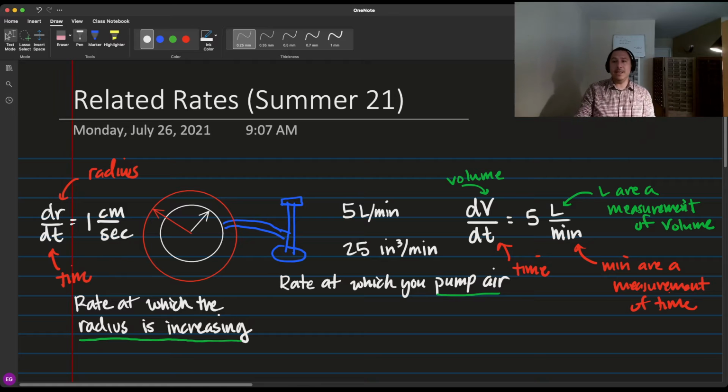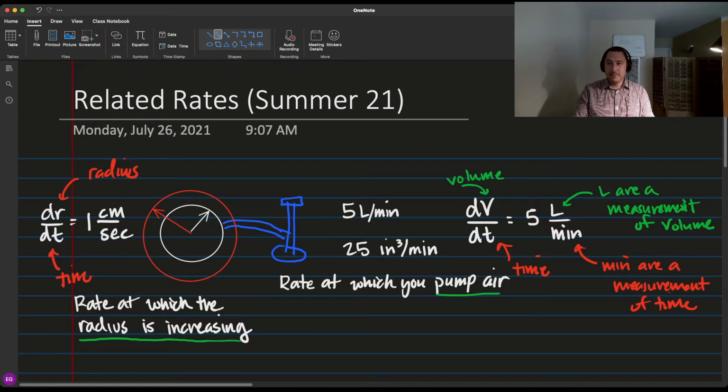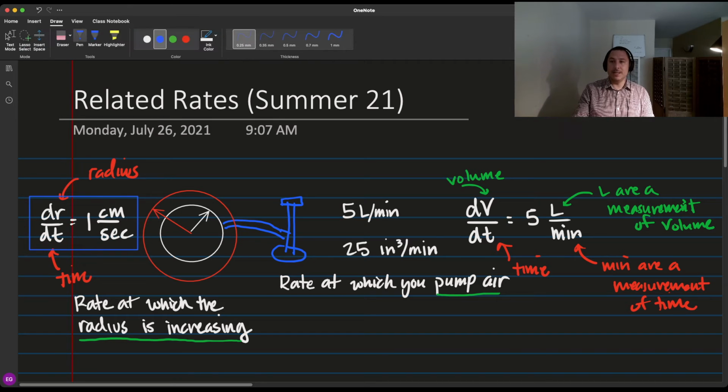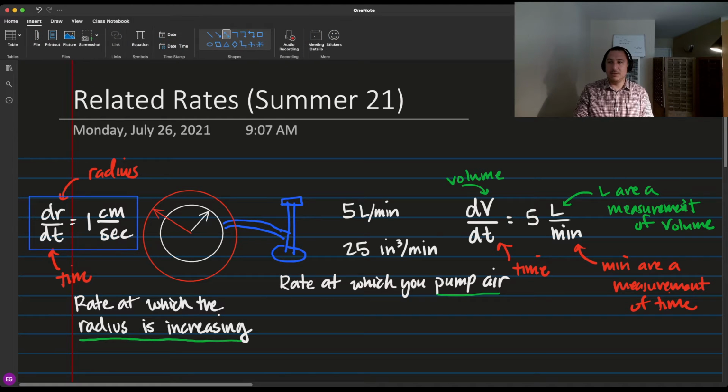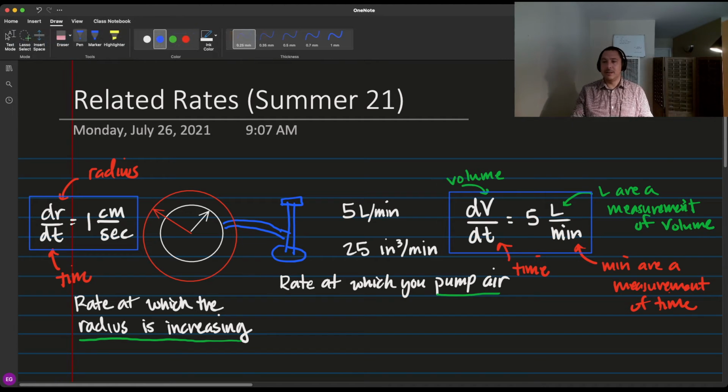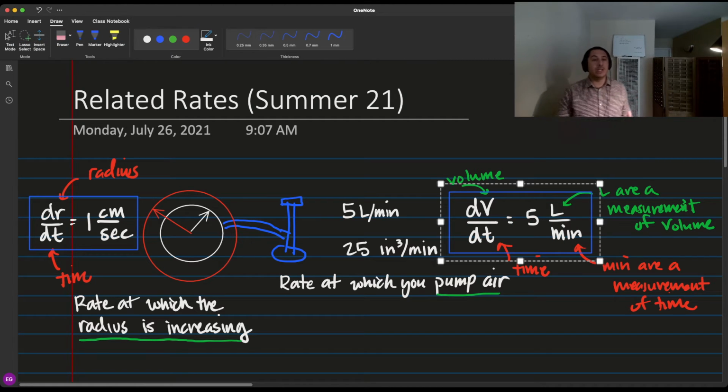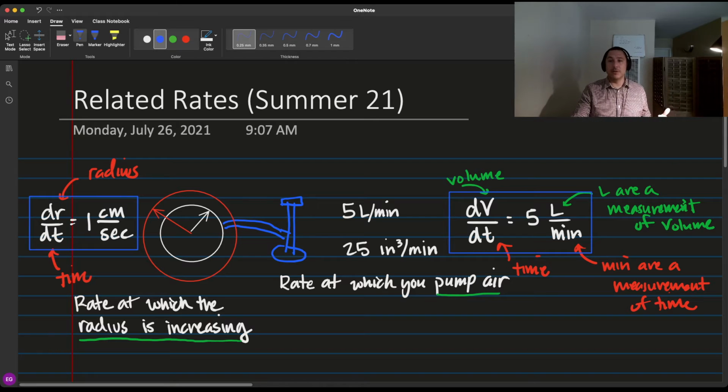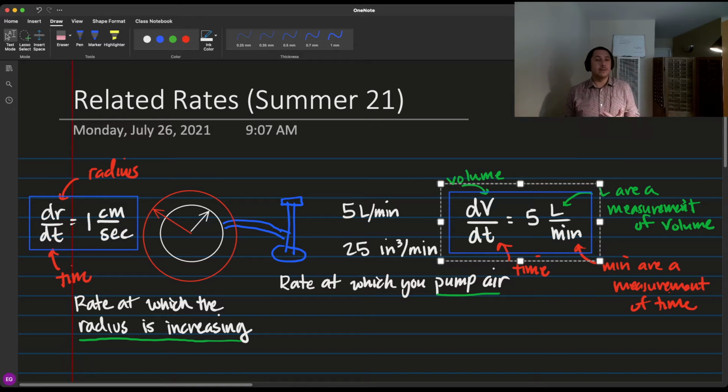But the whole idea here is that this derivative, dr/dt, is going to be somehow related to this derivative over here, dV/dt. When you come up with an equation that relates those two derivatives, what you are now doing is a related rates problem.